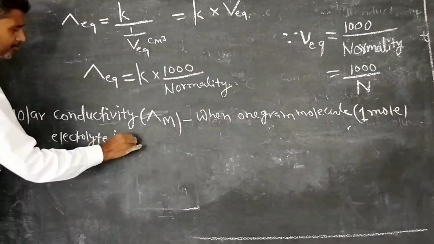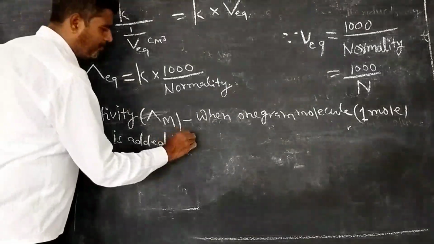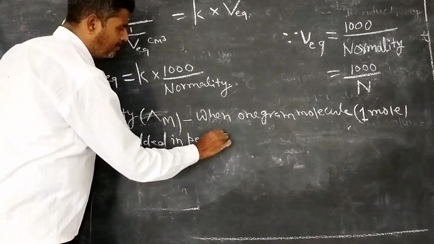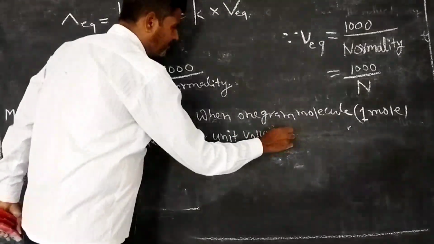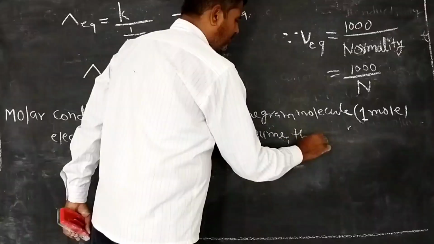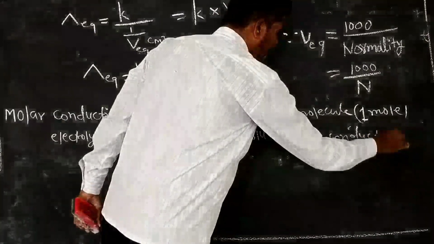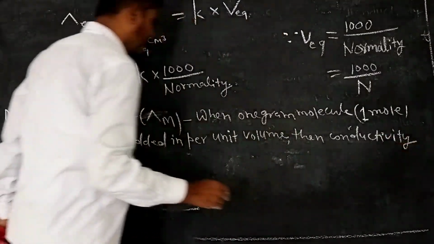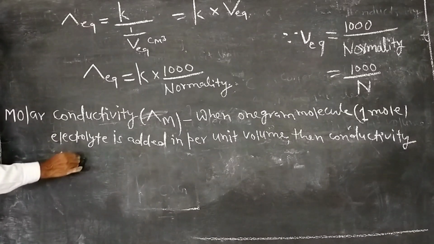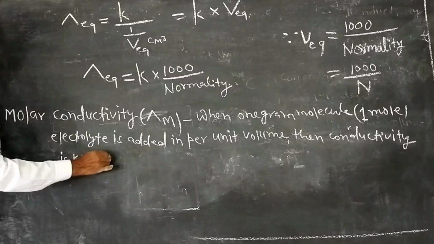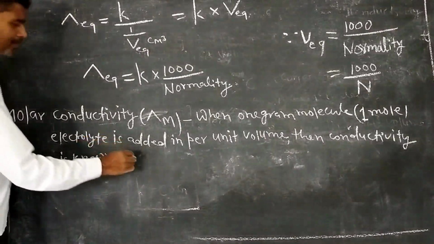1 mole electrolyte is added in per unit volume, then conductivity is known as molar conductivity.